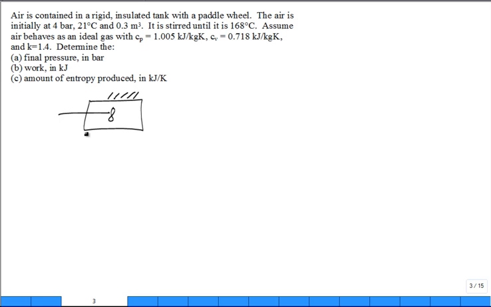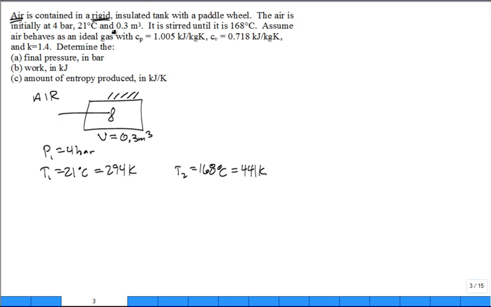The air is initially at a given temperature and pressure, so P1 of 4 bar, T1 of 21 degrees C, you might as well convert that to 294 Kelvin, and the volume is constant. The volume of the tank is rigid, so V is equal to 0.3 meters cubed. It's air. When you see air, what do you think? Ideal gas. It is stirred until the temperature becomes 168 degrees C, which is 441 Kelvin.